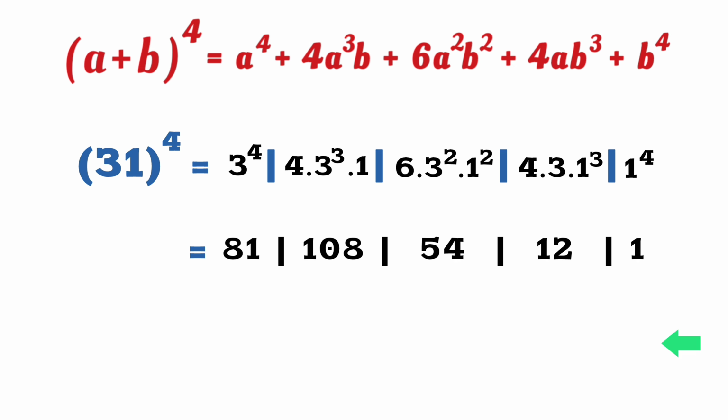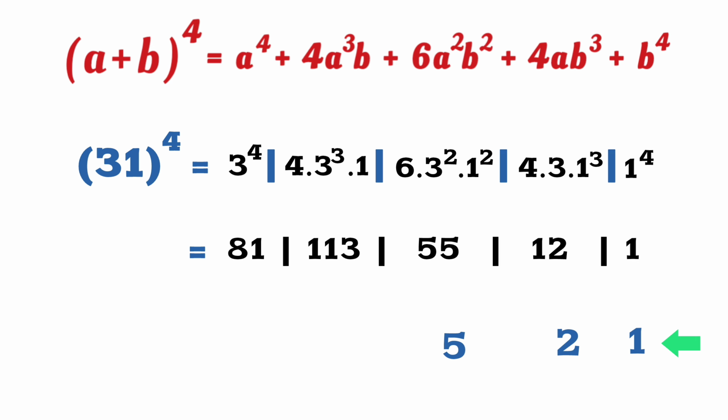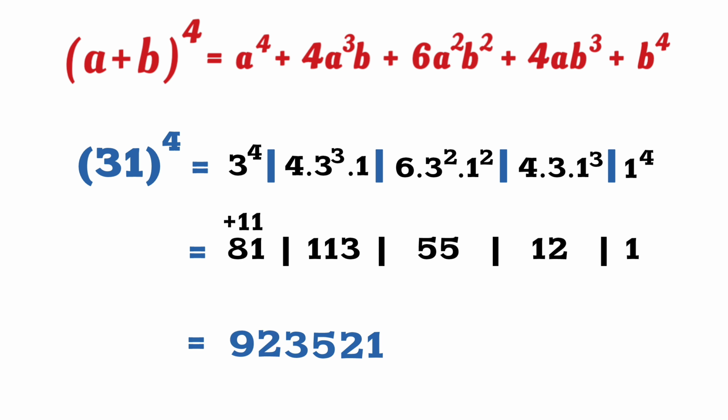Start solving from right to left. Bring 1 down. From 12, take 2 down and carry forward 1 to the left. 54 plus 1, 55. Write 5 and carry forward 5 to the left. 108 plus 5, 113. Bring 3 down and carry forward 11 to the left. 81 plus 11, 92. That makes 31 raised to the power 4, 923,521.